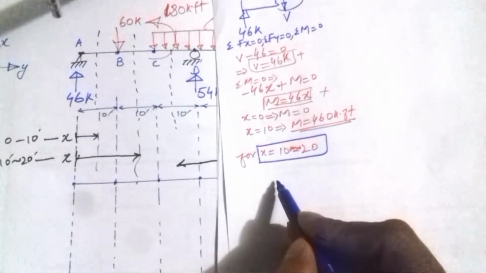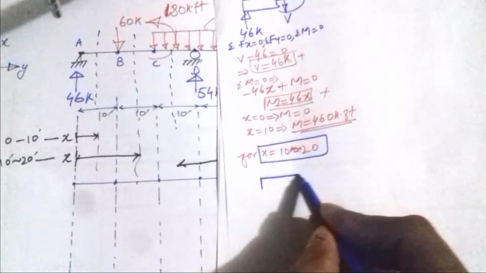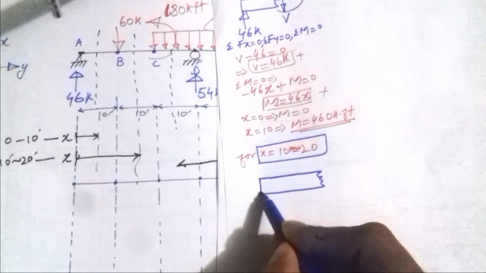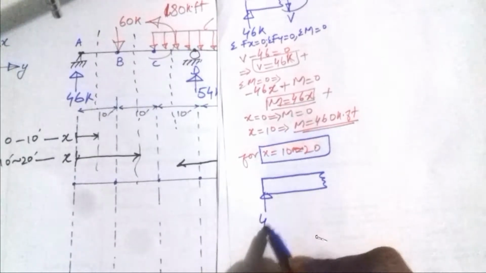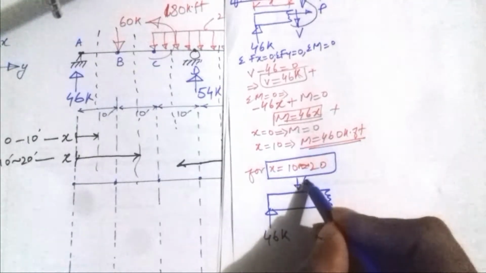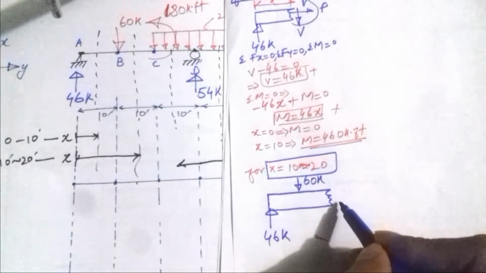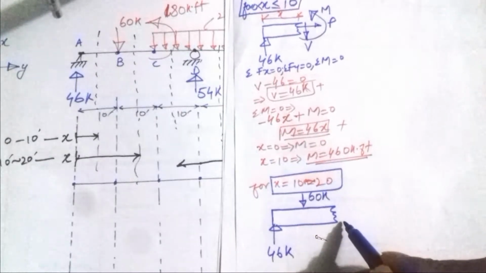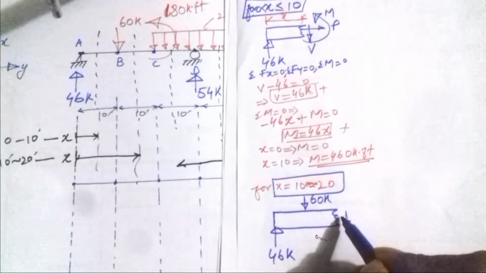For that I can draw here: it is the 46 kip reaction force that was already determined. One is this 60 kip vertical load, and then, no, the load is there, so the internal reactions.